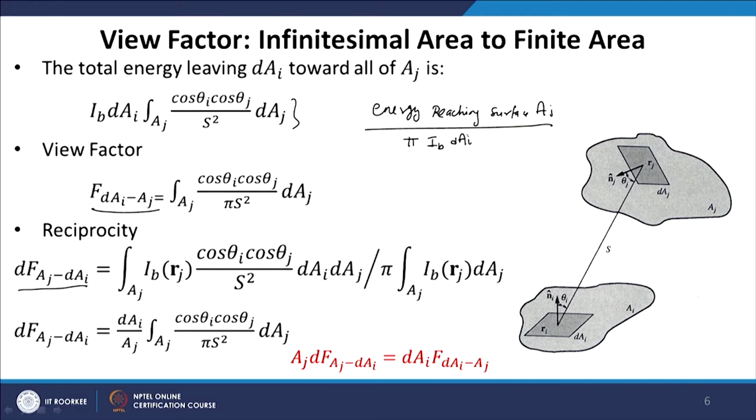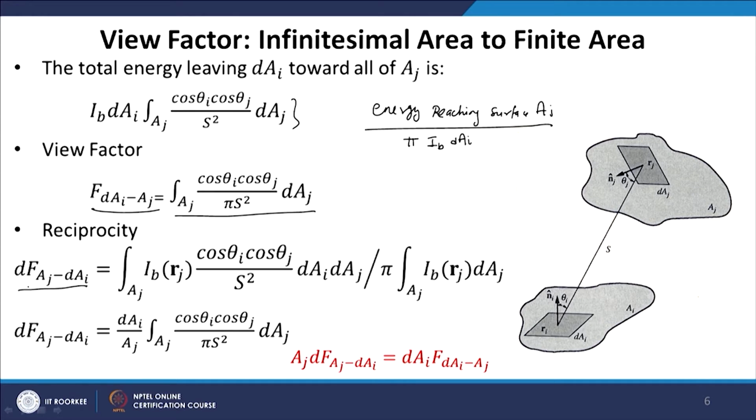Okay. So, we just divide by the total amount of energy emitted by surface Ai, and we define this as a view factor F dAi Aj. The expression of this view factor is very similar to the previous one, just we have an integration here over the entire surface Aj. So, the expression is the integration over the entire surface Aj of cos theta i cos theta j upon pi s square dAj. Now, again this will satisfy the reciprocity theorem that we discussed.